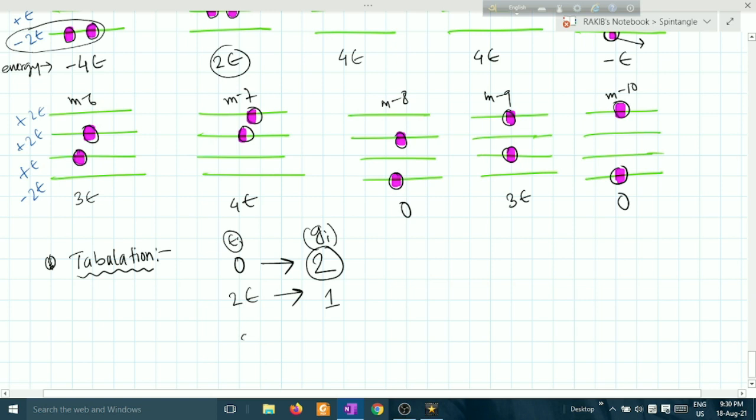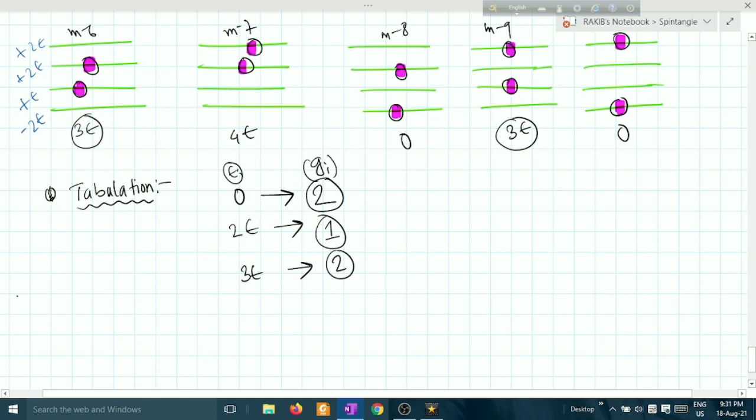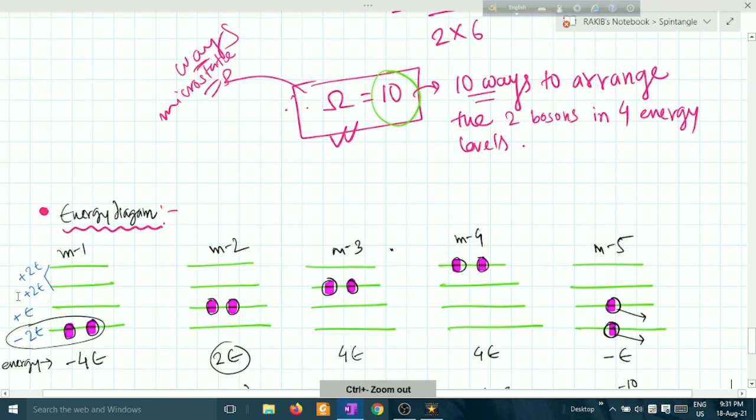Now the energy is 3e. How many of them are carrying energy 3e? There are 2 states, no more. So for 3e, it is 2. These are the degenerate state numbers. Now what is this?